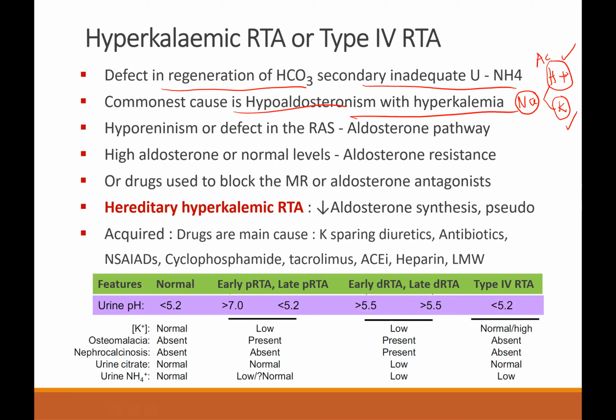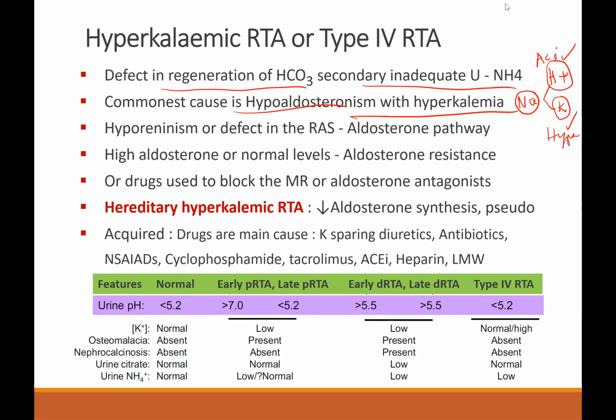So, sodium is not reclaimed in hypoaldosteronism. The mineralocorticoid receptor is not acting and sodium is not allowed inside. So hydrogen is retained, that leads to acidosis, and potassium is retained, that leads to hyperkalemia. This is a hyperkalemic acidosis. That's what we know already.